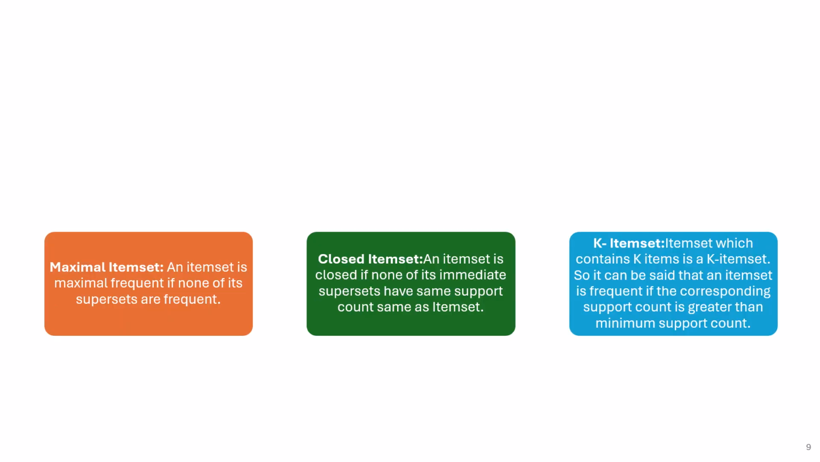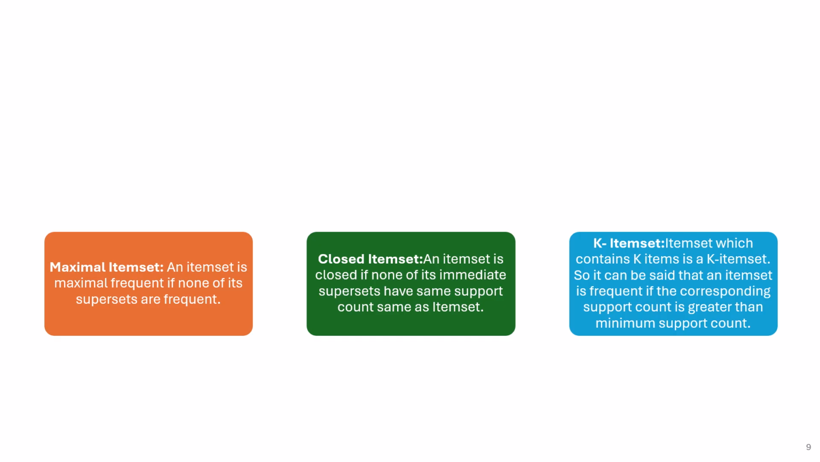A maximal item set: an item set is maximal frequent if none of its supersets are frequent. Second, a closed item set: an item set is closed if none of its immediate supersets have the same support count as the item set. Third, a K item set: an item set which contains K items is a K item set. So it can be said that an item set is frequent if the corresponding support count is greater than the minimum support count.